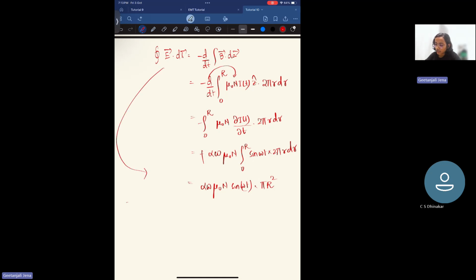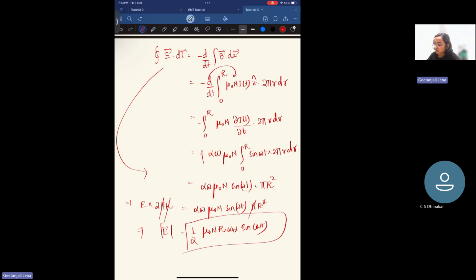And in the left hand side, we are considering the surface. So this will be 2 pi capital R times E, equal to mu naught n alpha omega sin omega t times pi r square. So E is half mu naught n r omega alpha sin omega t, which is option A.